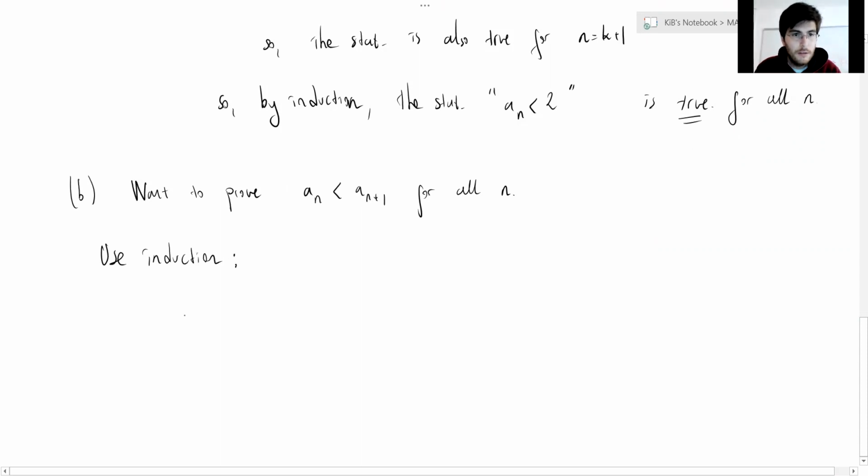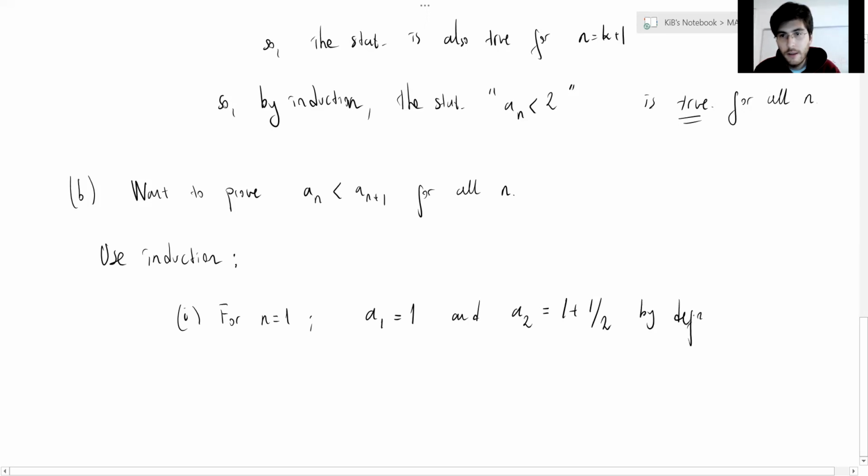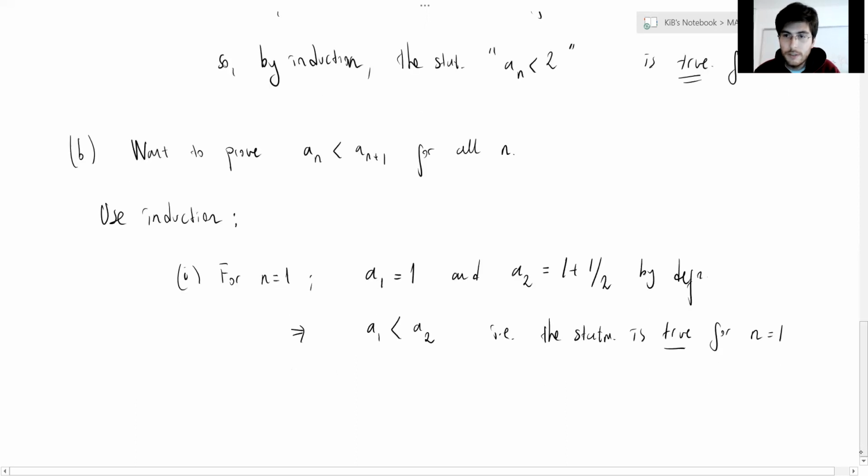So let's use it. Initial step, which is for n equals 1. For n equals 1, a_1 is 1, and a_2 is 1 plus 1 over 2, by definition, right? So these are just by definitions. And so, what does it tell us? Clearly, a_1 is less than a_2. So the statement is true for the initial step, which is the case when n equals 1.